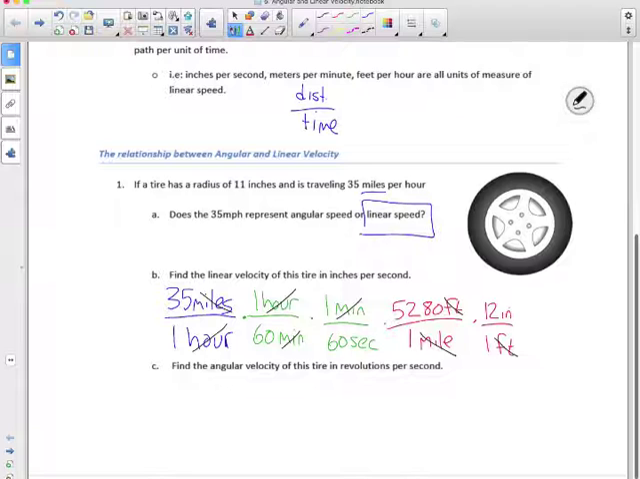If I look at the top at all my units, I have miles, hours, minutes, and feet are all canceled, so the only one I have left is inches. And on the bottom, hours is canceled, minutes is canceled, seconds I still have, miles and feet are canceled. So when I just multiply straight across, I'm going to get my answer in inches per second. So 35 miles per hour is the same thing as 616 inches per second.